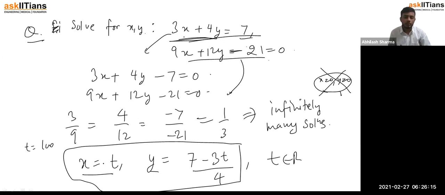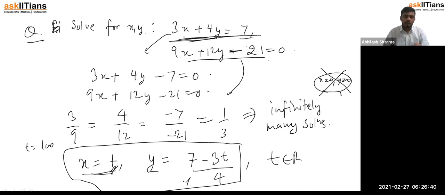How are we saying that? Because when x is t, from this equation, how much is y coming out? 7 minus 3t upon 4 only. So no matter what t you choose, you will always generate a solution. And since you can choose infinitely many values of t, because any real number you can choose, that's why there are infinitely many pairs of solutions that we are getting.